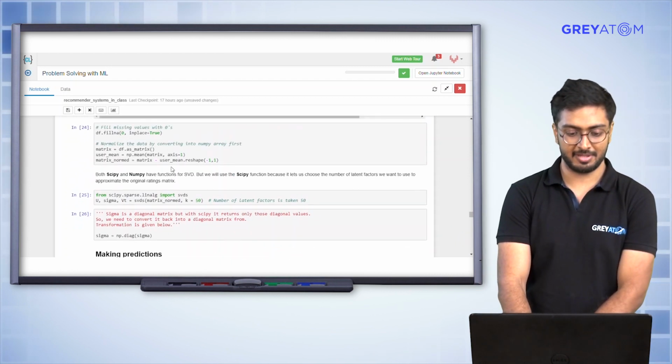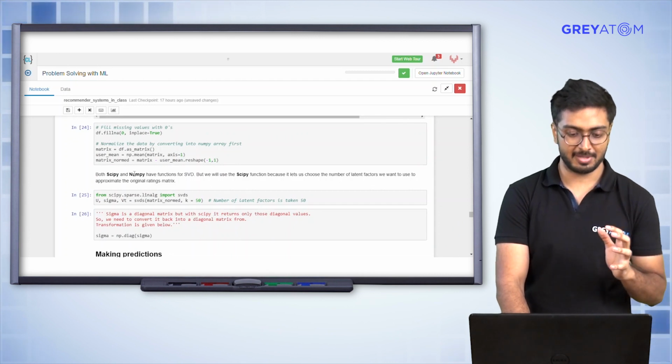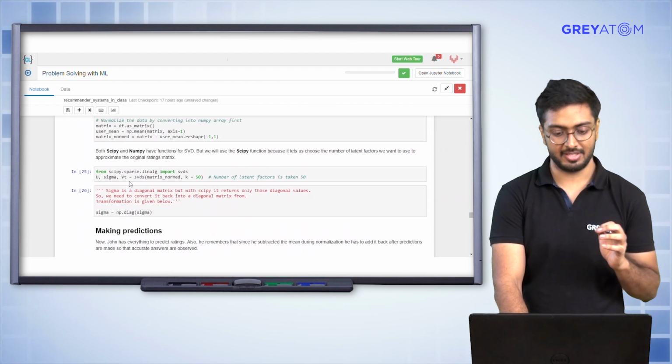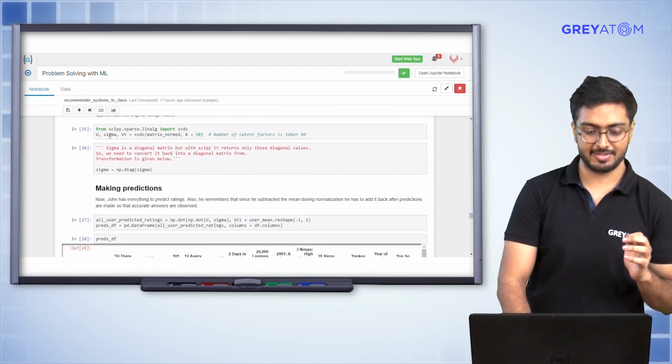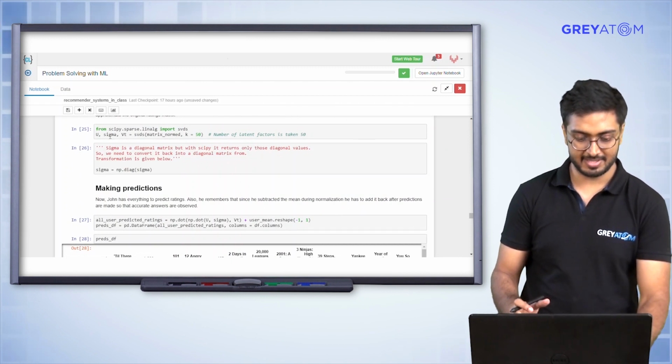You can directly use that to break down your matrix norm. Remember, matrix norm is the original user-item ratings matrix, but normalized, and you break that down and you get the U, sigma and VT. Sigma gives you the values, but not in the form of a matrix. So this is a diagonal matrix.